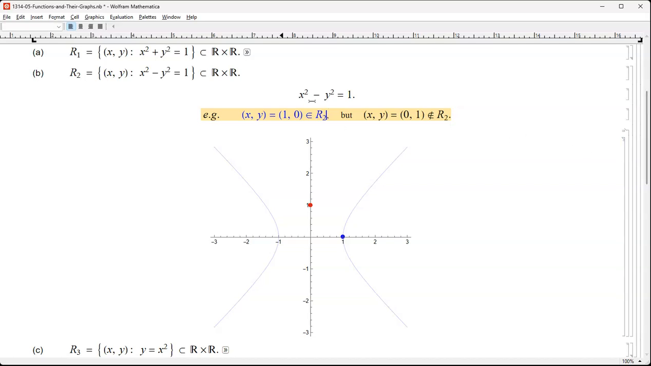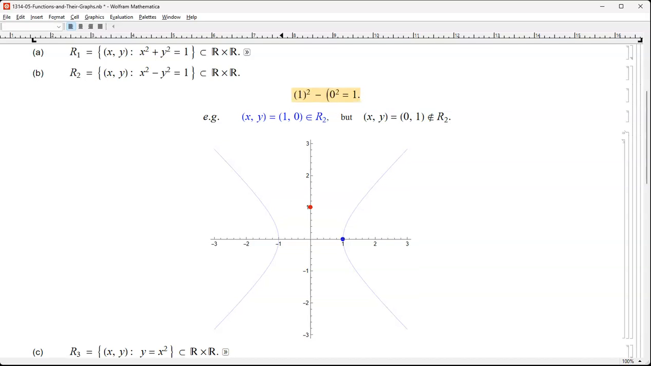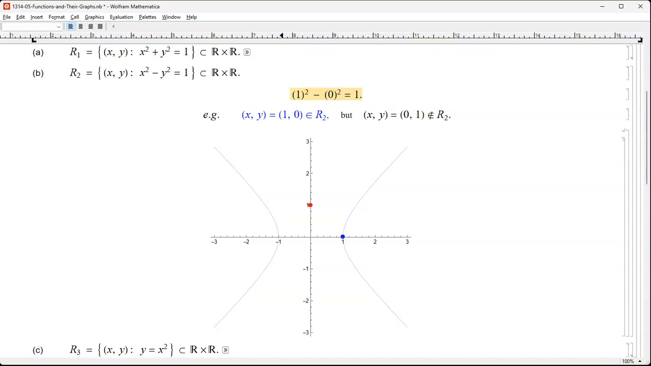So 1 is related to 0. Well, you can check: 1 squared minus 0 squared is 1. Yeah, that's true. So 1 is related to 0, as you can see from this blue point. Let's look at the red point. (0, 1) is not on the curve, so 0 is not related to 1.